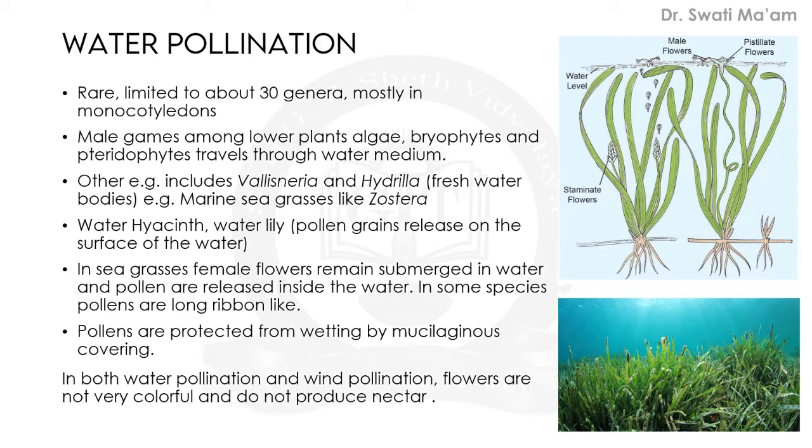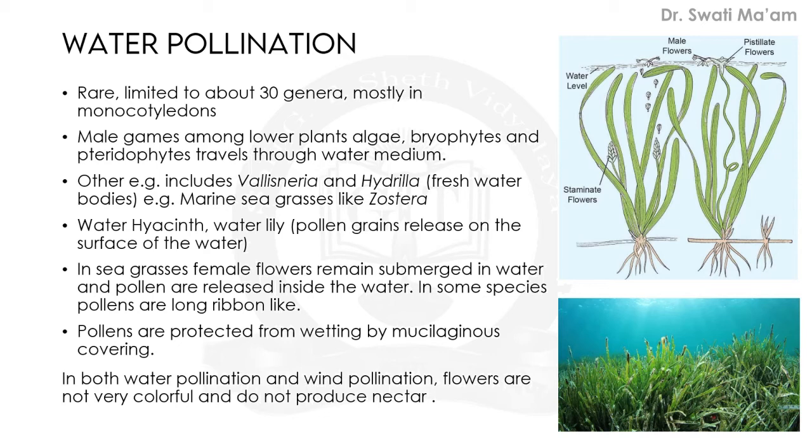In some species, pollens are ribbon-like, long and ribbon-like. But here, the sea grasses are shown. In both marine and fresh water, the pollens are protected from wetting by a mucilaginous covering. This is an important point because the pollen grains have to come in close contact with the stigma only. So they are actually covered by this mucilaginous covering.